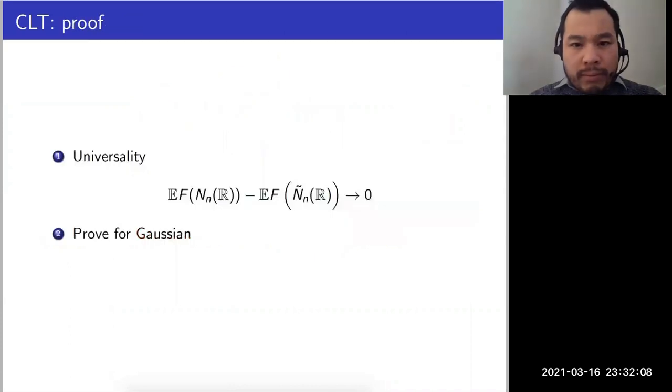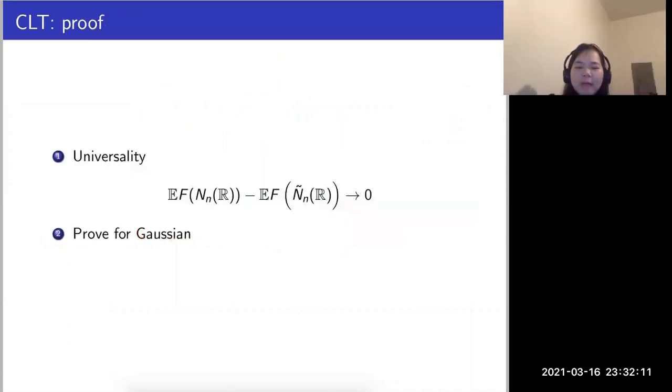Thank you. As for the proof, again, we'll do two things. One is universality, and the second is to prove the Central Limit Theorem for the Gaussian. For the universality part, what we prove is that the distribution of the real roots for the general case is the same as that for the Gaussian. Here f is any smooth test function, and we show that the expectation of f applied to N_n minus that version for the Gaussian will converge to 0.